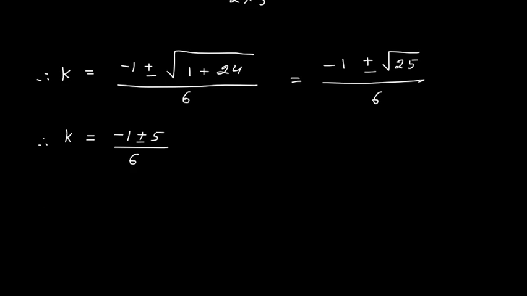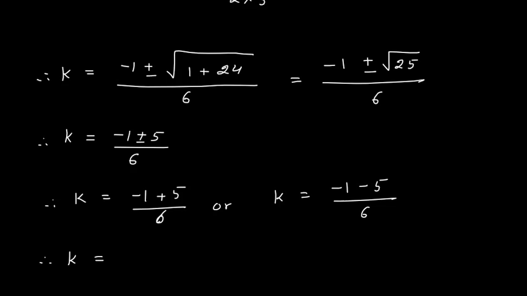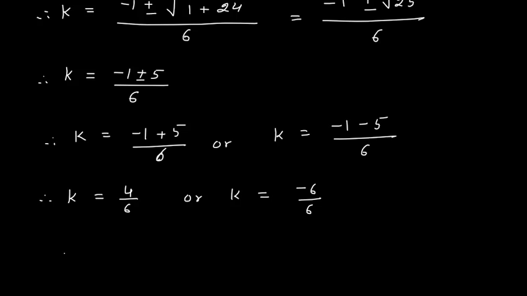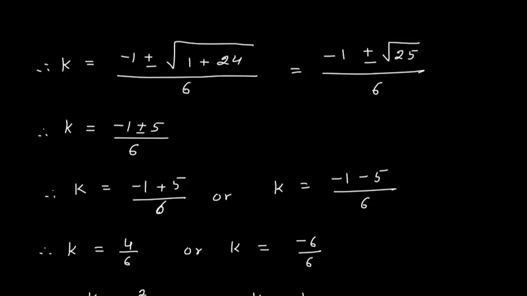So we can say that k is equal to minus 1 plus 5 upon 6, or k is equal to minus 1 minus 5 upon 6. So therefore the value of k is 4 upon 6, or the value of k is minus 6 upon 6. So finally you can say that k is 2 upon 3, or k is minus 1. So the value of k we got it, right?